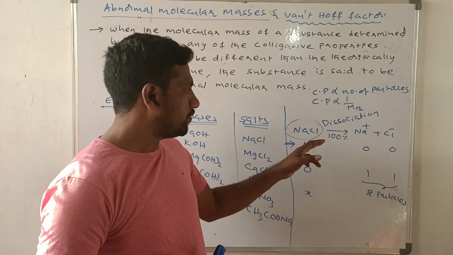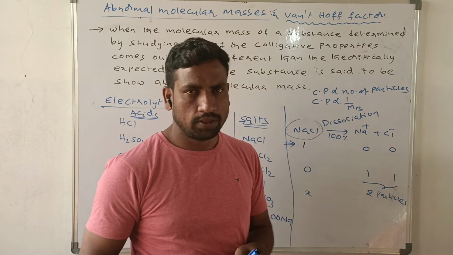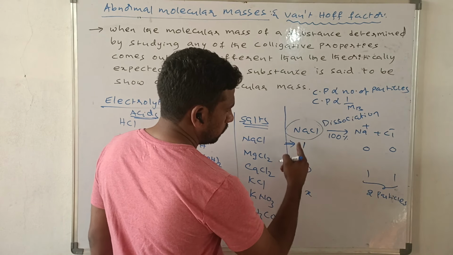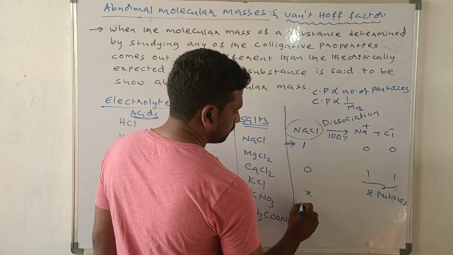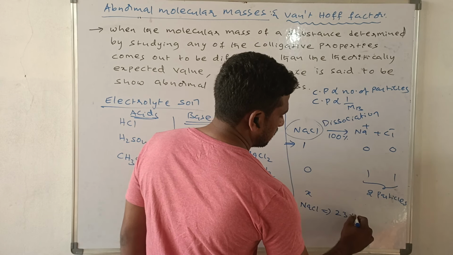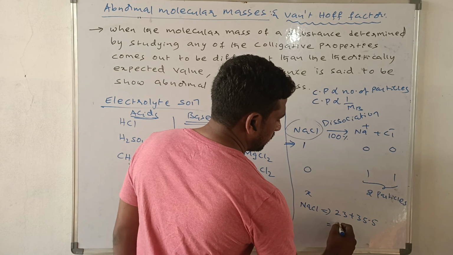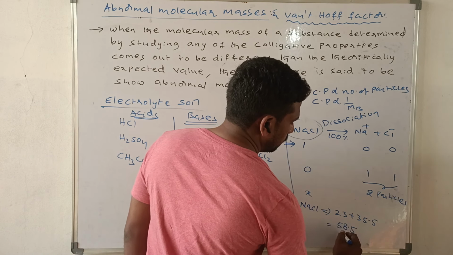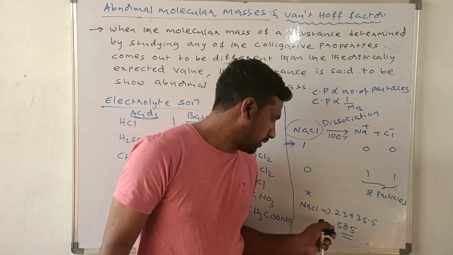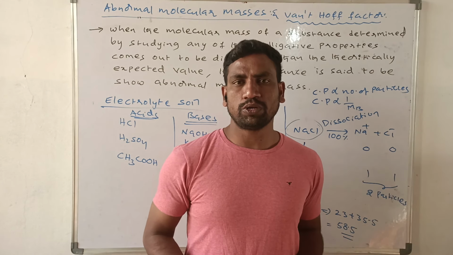If you calculate the theoretical value for the molecular mass of sodium chloride according to the formula, we consider 23 plus 35.5, which gives 58.5. This is the molecular mass of sodium chloride for one formula unit. It may be different in practice.